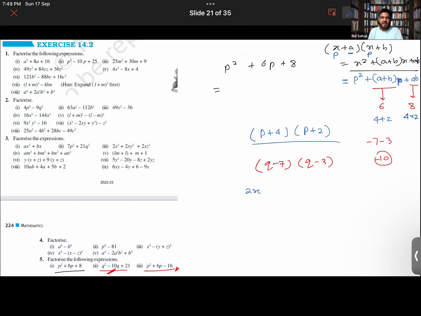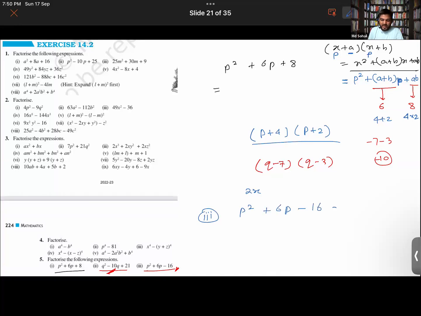Anyways, you can still answer it. You just have to substitute a with x. You have to equate 6 and 16 in the form of a plus b and a minus b, such that a plus b gives you 6 and a multiplied by b gives you minus 16. I am saying that this is the question: p square plus 6p minus 16.